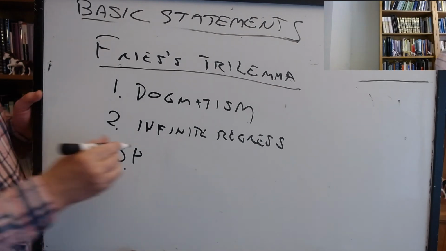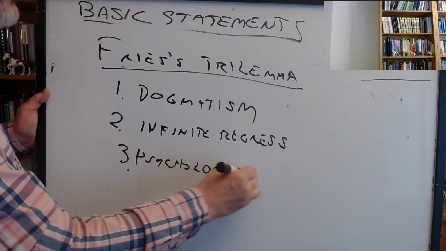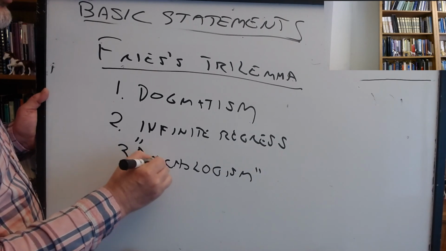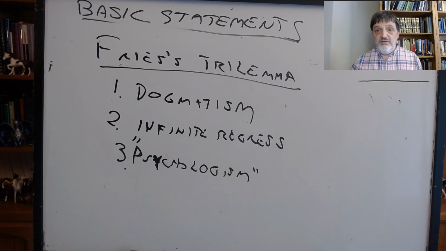But Popper adds a third alternative, and this actually turns out to be the most important one, which he calls psychologism. Generally speaking, this third alternative is this: some statements are justified, but they're not justified because they're implied by something else we know, but they're justified in some other way.